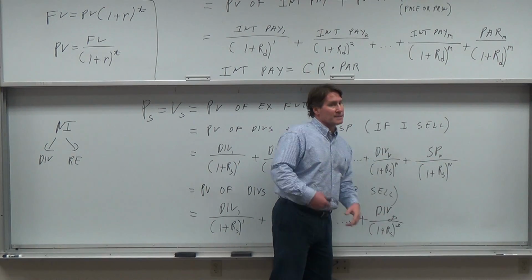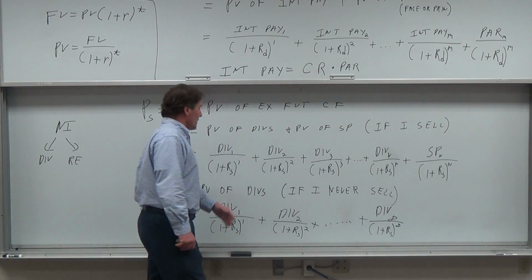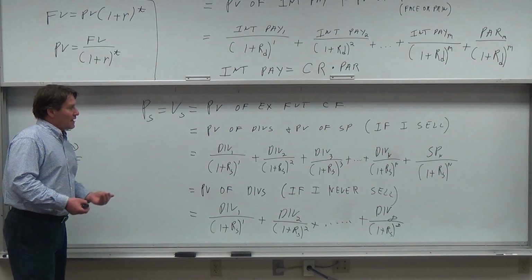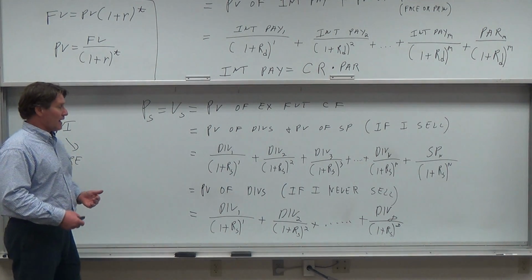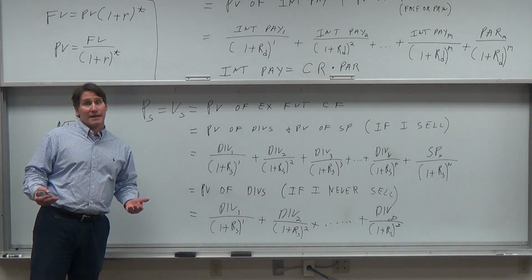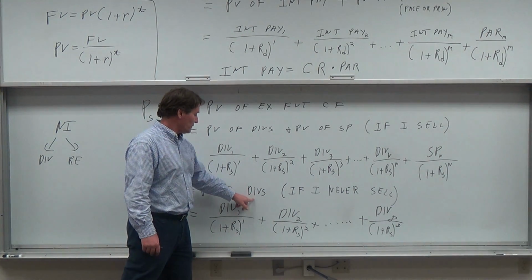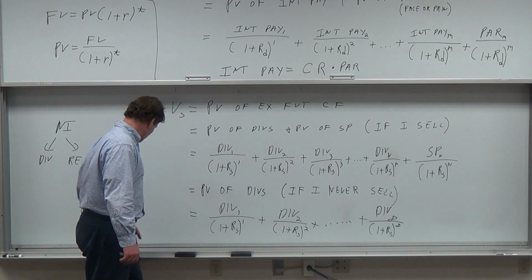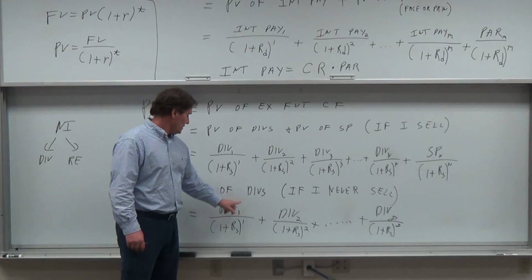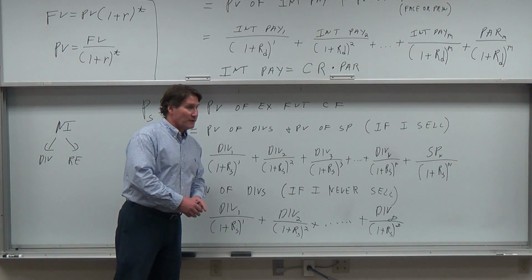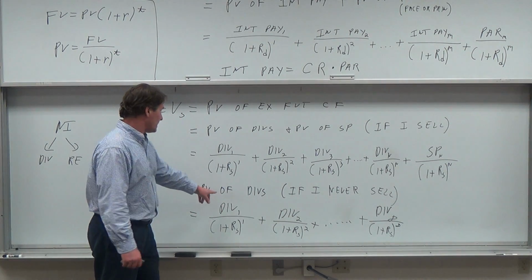So again, N is going to be when I sell the stock. Unlike a bond, which I have to sell, I don't have to sell the stock. If I never sell my stock, I'm not going to get a selling price. I'll always get dividends. It's going to be the present value of expected future dividends. Okay? It should be expected here. So present value of expected future dividends.